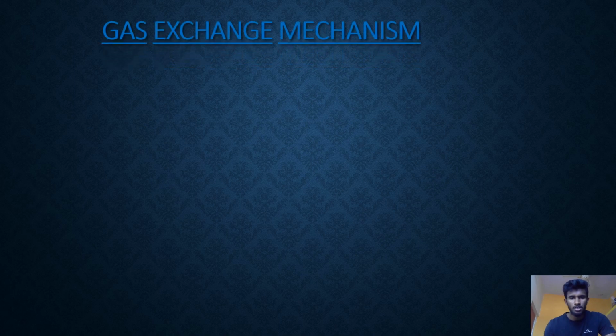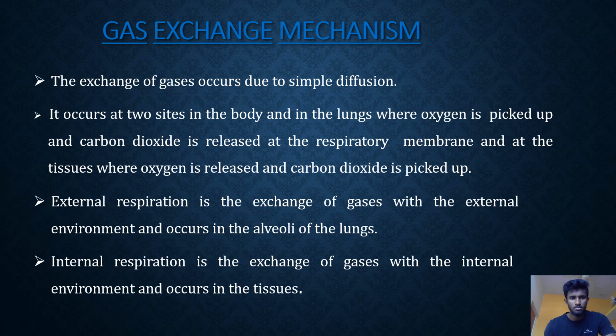Next, we move on to the gas exchange mechanism. The exchange of gases occurs due to simple diffusion, and it occurs at two sites in the body: in the lungs, where the oxygen is picked up and the carbon dioxide is released from the respiratory membrane, and in the tissue, where the oxygen is released and the carbon dioxide is picked up.